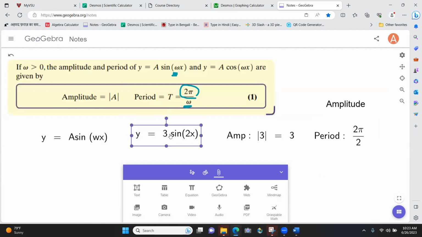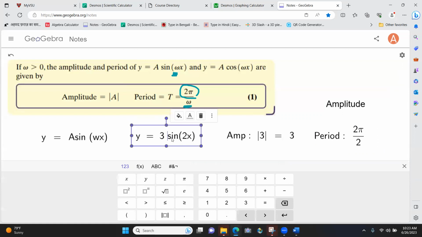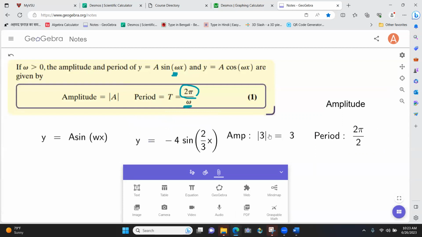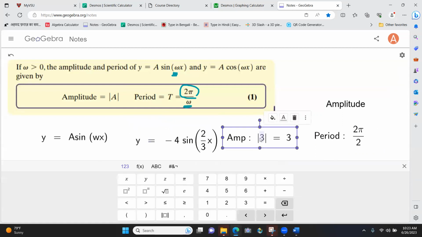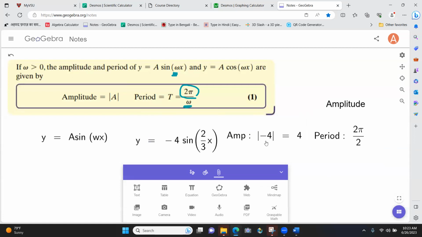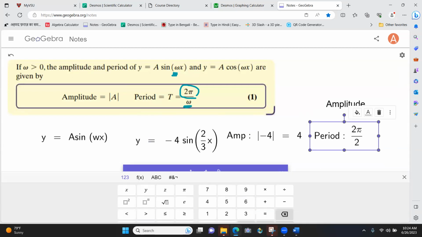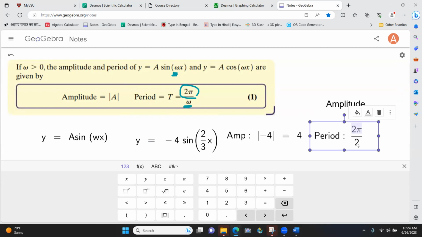So let's say this is -4, and this is 2/3. Okay, so the amplitude will be the absolute value of -4, which is going to be 4. Don't write -4. It's going to be incorrect. Amplitude is always positive. And the period is going to be 2 pi, the main period, divided by 2/3.